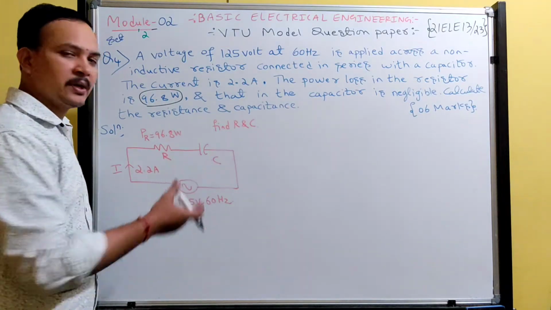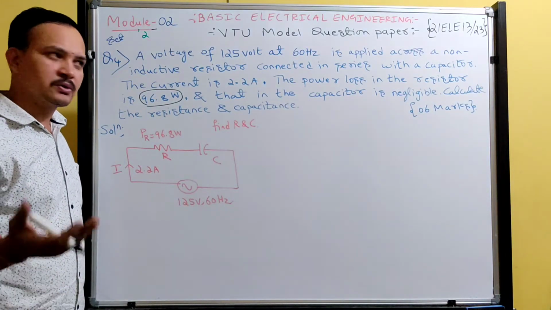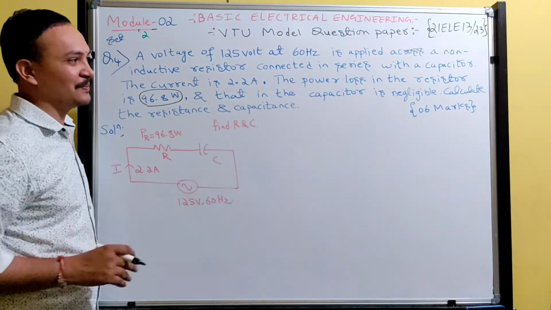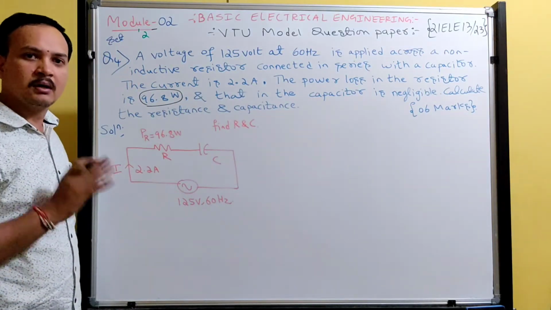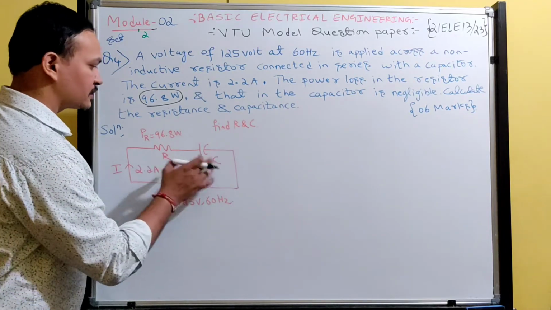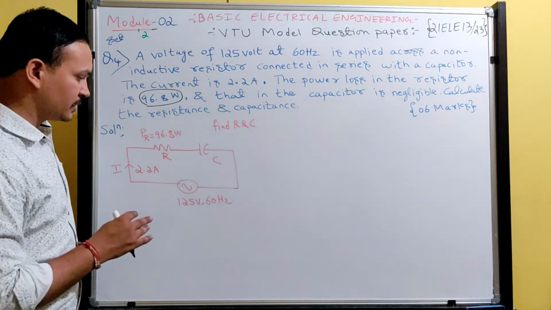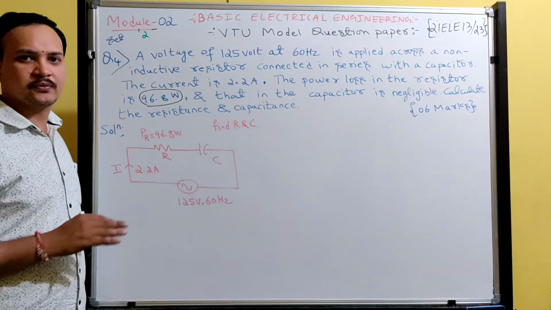We know that a pure capacitor never consumes power, so they are telling it indirectly as negligible. Calculate the resistance and the capacitance. So this is the question they give. They are asking to find resistance and capacitance. This is like an indirect way of solving.